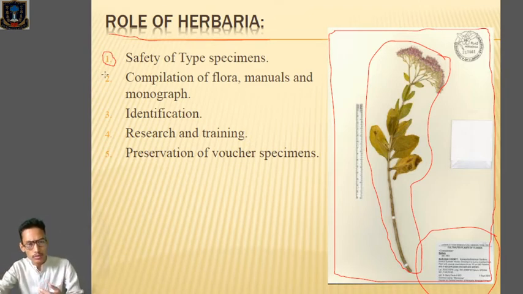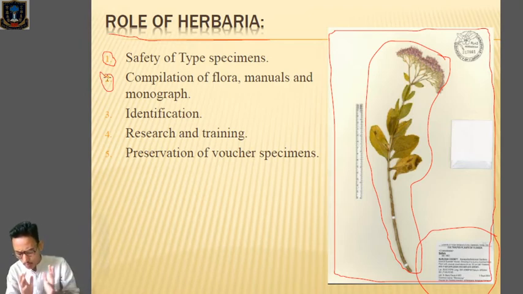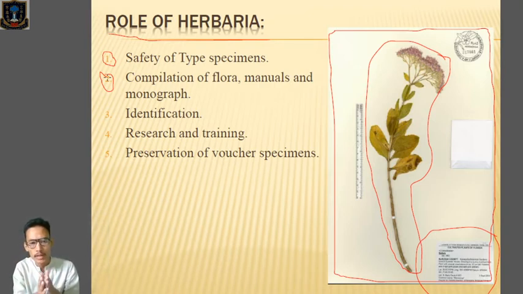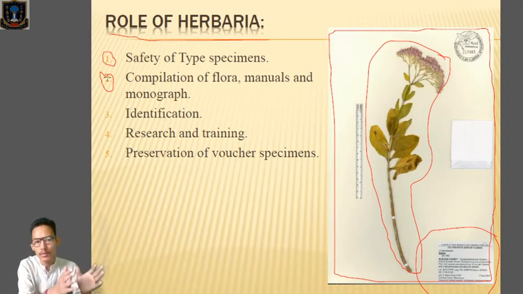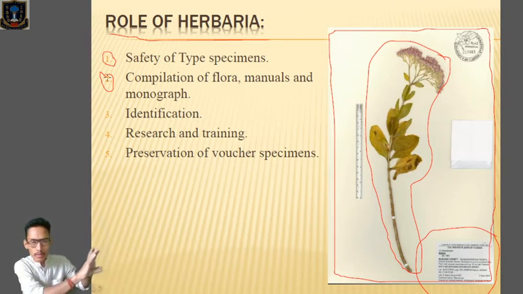Now, number two important role is compilation of floras, manuals, and monographs. So what we do over here is that compilation work is mainly based on the specimens in herbaria. That means we collect different species of plants while forming a herbarium. So we have to compile those floras. That means if plants belong to the same species, same family, then we can keep them in one particular group. And that particular group contains all the plants belonging to the same family. Okay, that's called compilation.